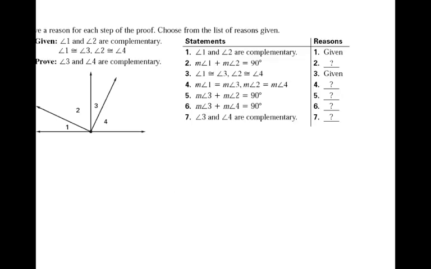All right, and then this one, we're given that angle 1 and angle 2 are complementary. Well, what does complementary mean? It means they add up to be 90. So that's step 2. Their measures add up to be 90 by the definition of complementary angles.